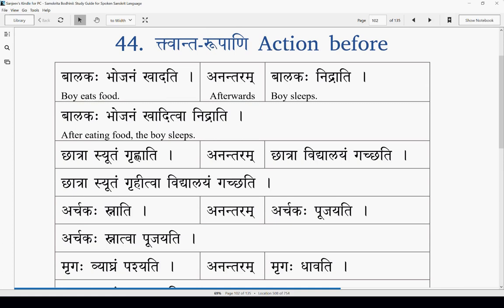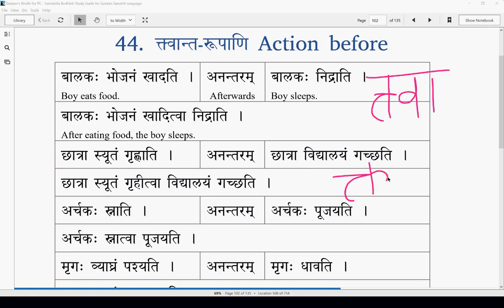Okay, so we are up for one more lesson here. We covered the sma, used in the sense of continuous past tense, and then we have the Bhavishyat Kala Rupam. Then here we have the Tvanta Rupam. Now, Tva is another Krut Pratyaya.